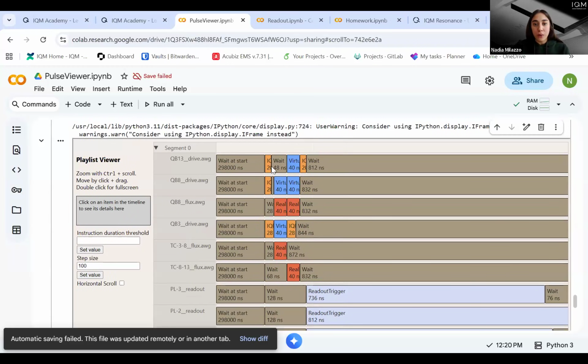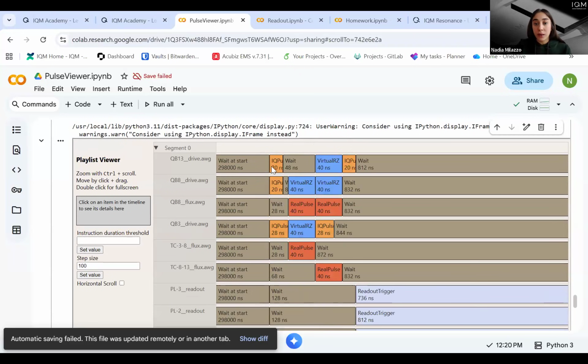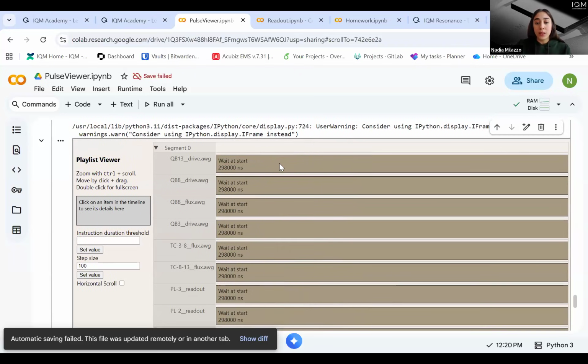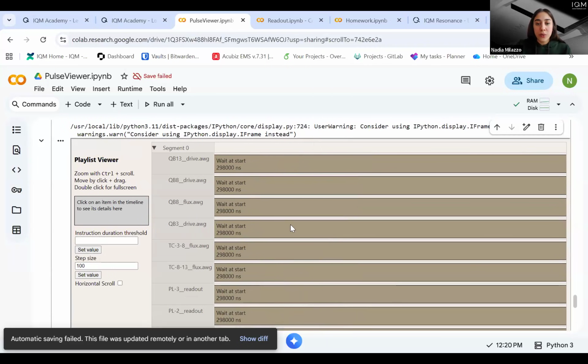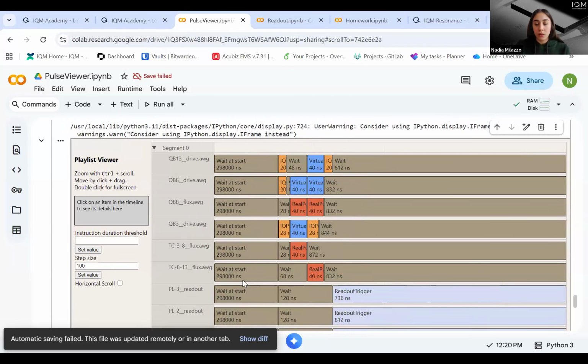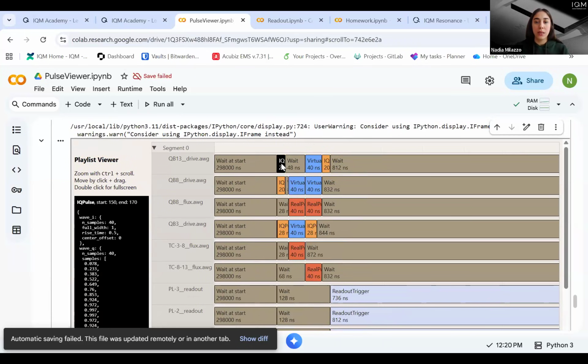But now we can zoom within this. Too much. So there is a wait at start operation to be sure that everything starts properly at the same time. And then what is interesting for us is this object here, for example. This is called an IQ pulse. So this is the pulse that actually drives our qubit.